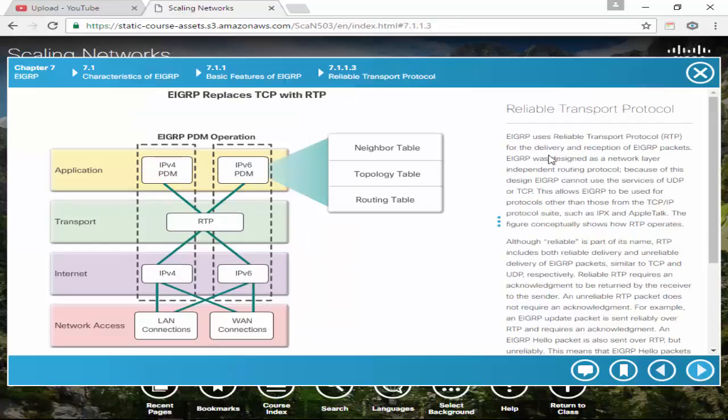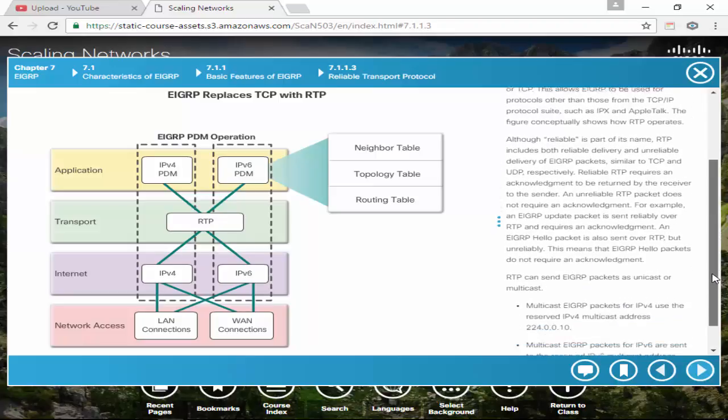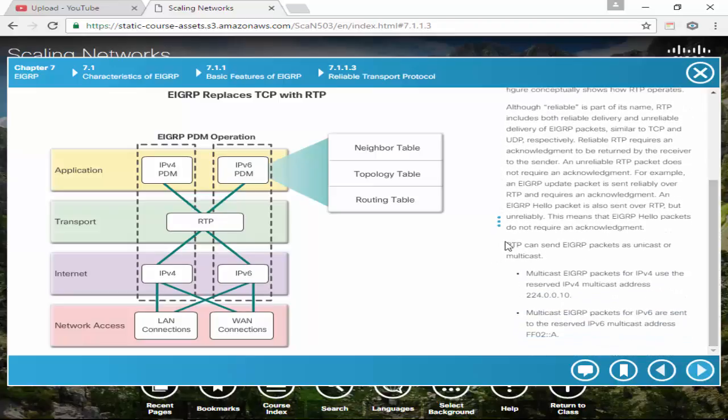Here we come to RTP. What's important about RTP? Well, it's not TCP or UDP. This is what EIGRP uses, and the most important part is right here. RTP can send EIGRP packets as unicast or multicast. Multicast EIGRP for IP version 4 uses the reserved IP version 4 multicast address of 224.0.0.10. Okay, now that's something that I can guarantee you is going to be on the test.